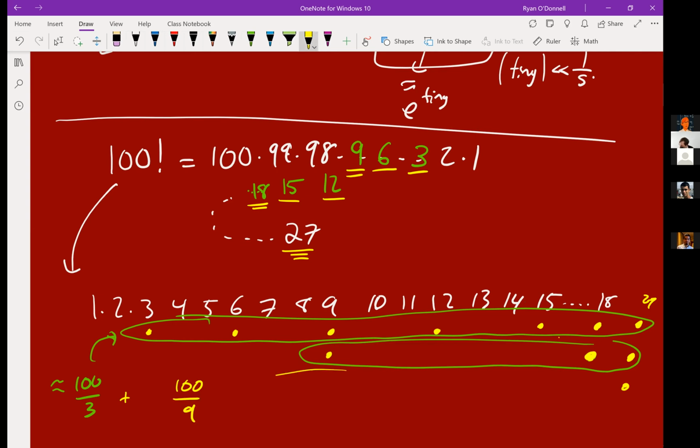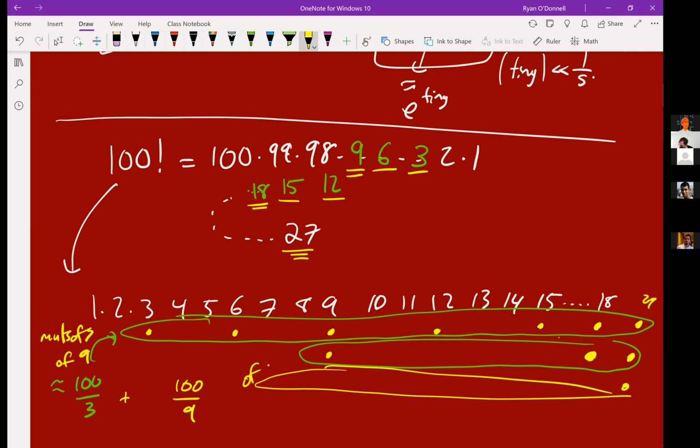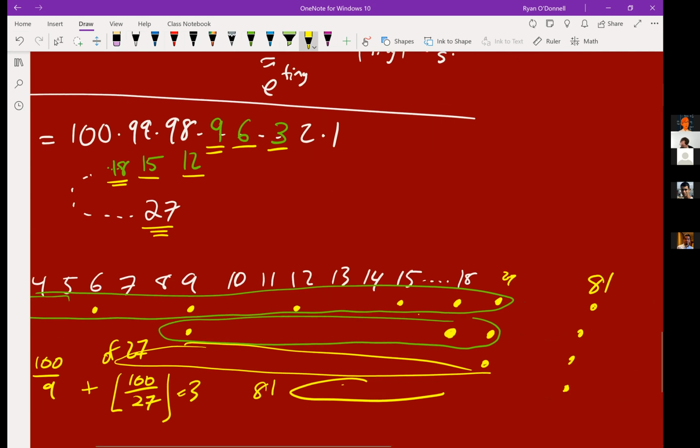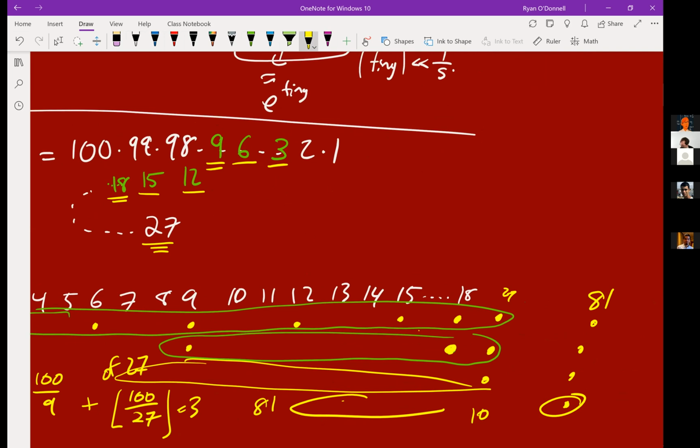And then you get even more, counting the row for multiples of 27. You get around 100 over 27 of these. It's really the floor of that. So it's what, 3? And you even get the row for 81, the multiples of 81, of which there's only 1, but that's the one where you're getting an extra factor of 3. That one is accounted for by floor of 100 over 81. Okay, cool. So does that make sense? I guess this is just taken for granted in the statement of the problem.